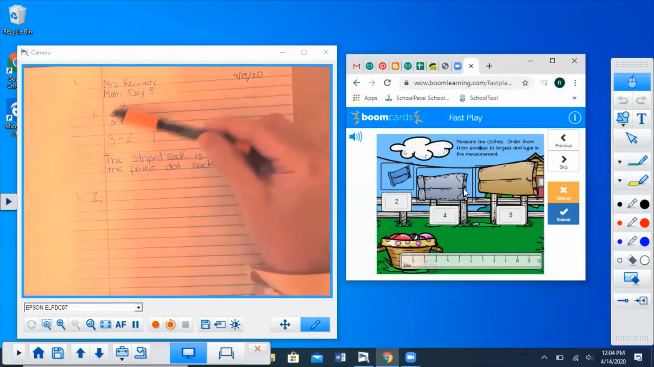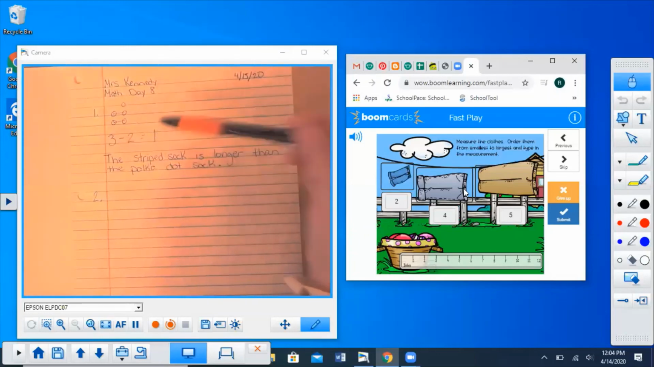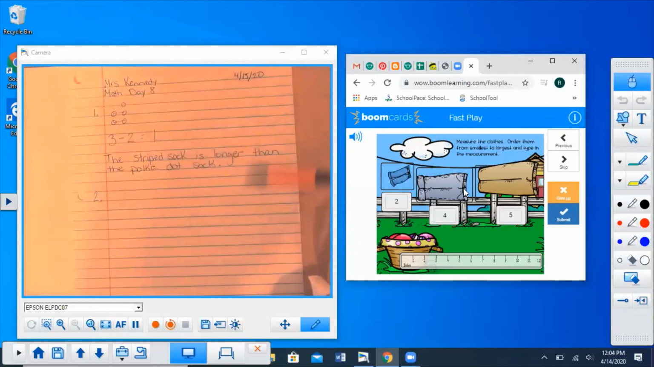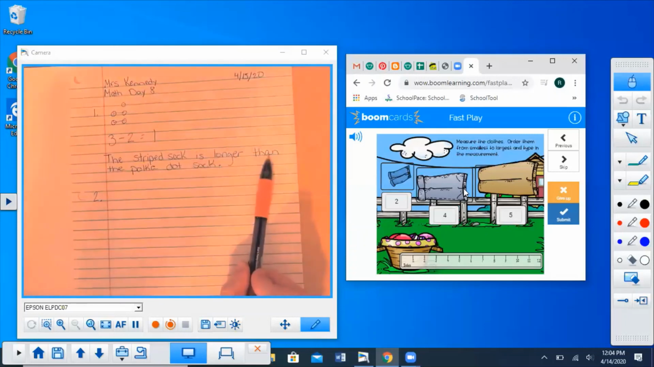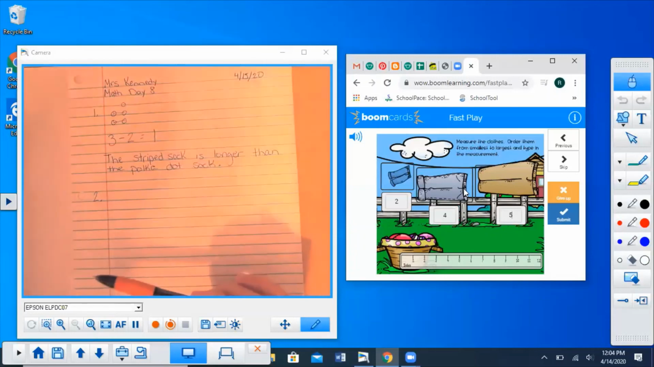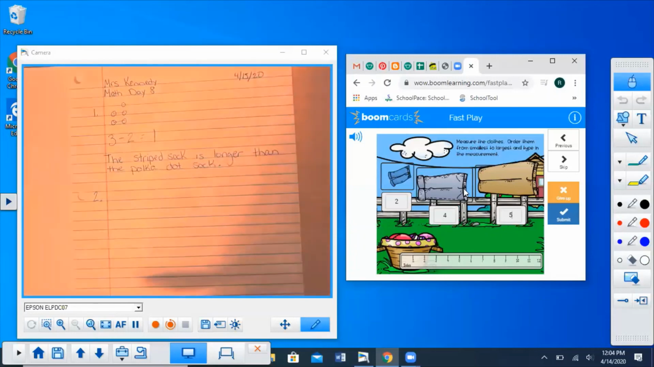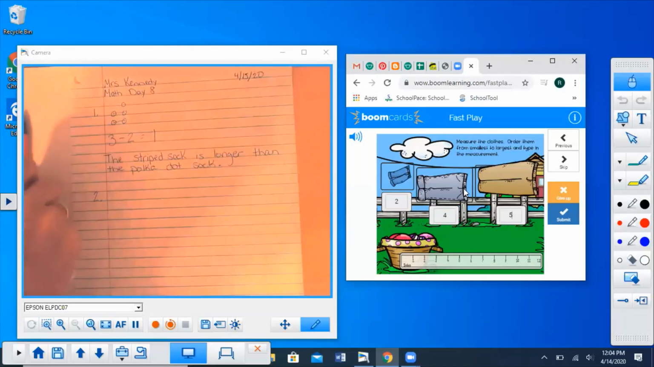All right, so you need to draw the picture. You need to write your number sentence, and then you need to write the word sentence. You're either using longer than or shorter than. Do the mix. Right? You can do one longer than, and then number 3, you want to do shorter than, and then another longer than. Just mix it up. Okay?